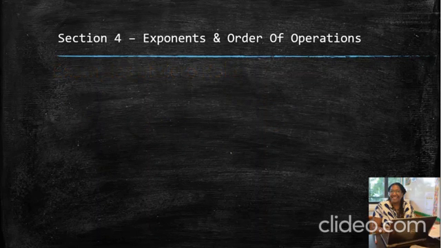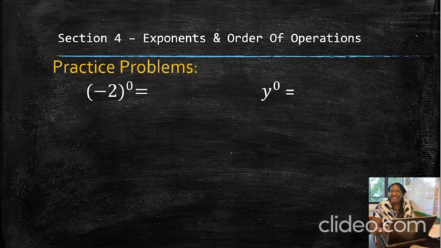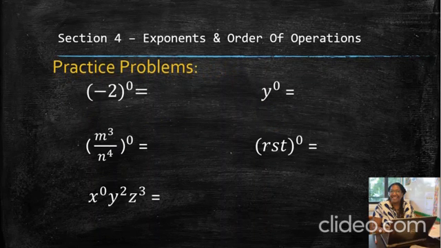Let's do some practice problems. We've got a few practice problems here to do. As you think about these 5 problems that I've listed here for you, you can think about what the solution to these problems would be. The first one, negative 2 to the 0 power, that's going to be 1. Y to the 0 power also equals 1. Anything raised to the 0 equals 1.